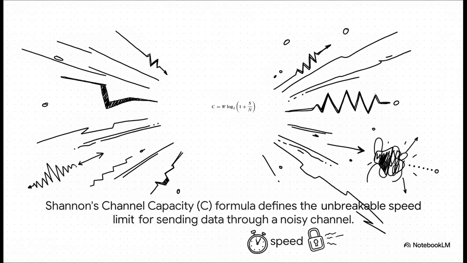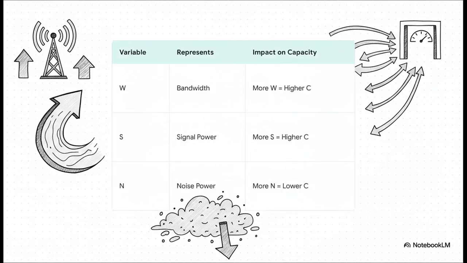If entropy tells us how much information is in a message, this formula tells us the absolute, unbreakable speed limit for sending that information reliably through any channel, like a wire or the air itself, that has any amount of noise. And what is so powerful about this is that it shows us the exact trade-offs we have to make. To send data faster, you've really got two options. You can get a wider pipe, that's the bandwidth, W, or you can shout louder than the crowd, which is increasing your signal power, S, relative to the noise, N. Every single communication system ever built is just a different way of balancing these three things.